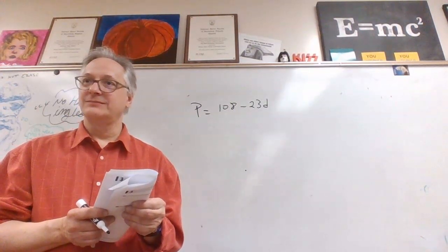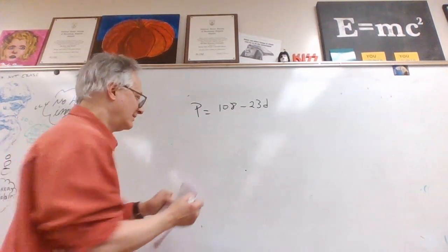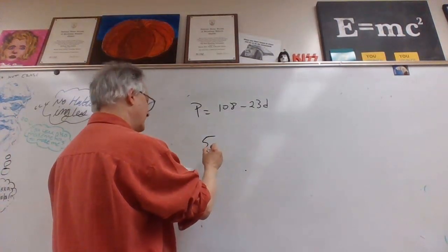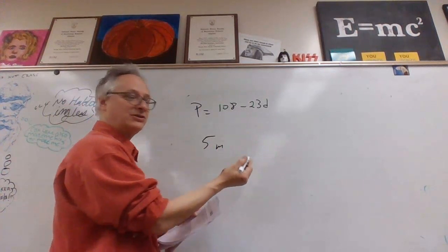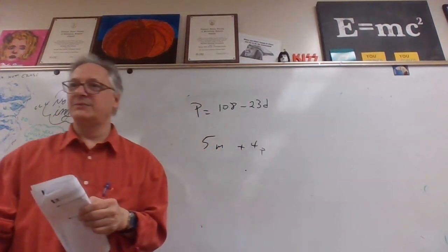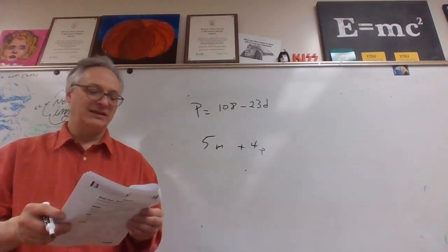You get C? Yeah, that's an easy one. He sends 5 hours, and he sends M messages. That's how many messages he sends, plus 4P. There's the total number of text messages. That's a good one. You like to see ones like that.